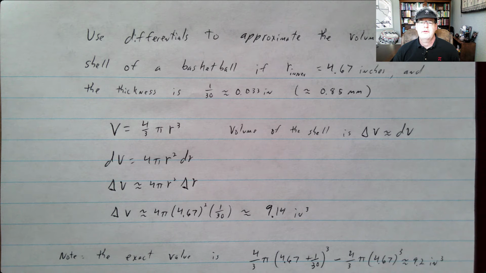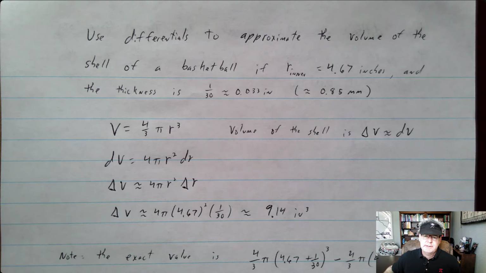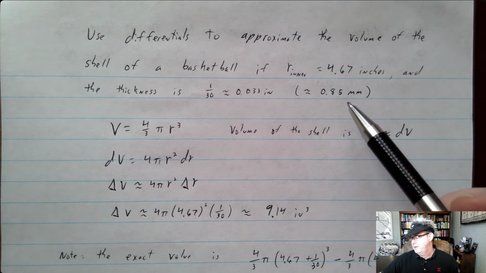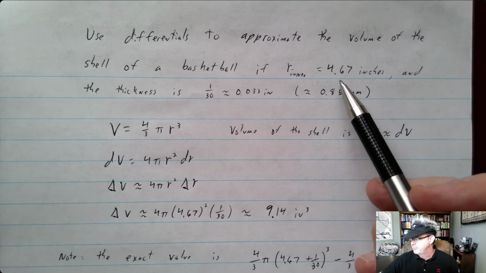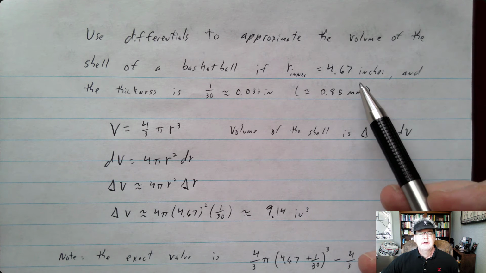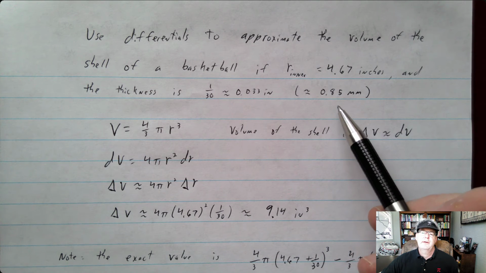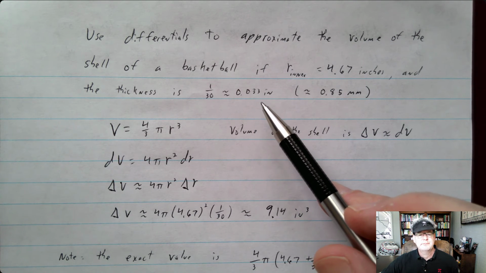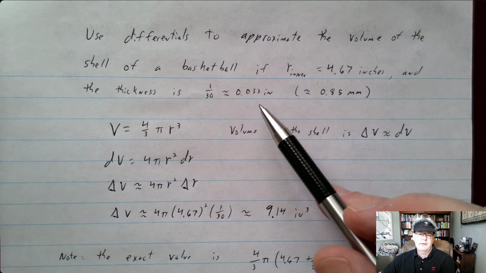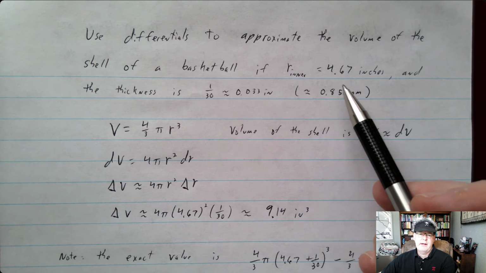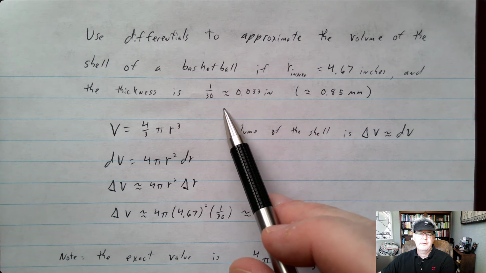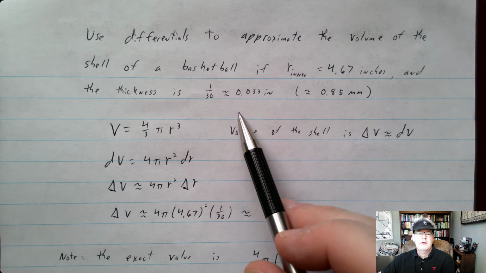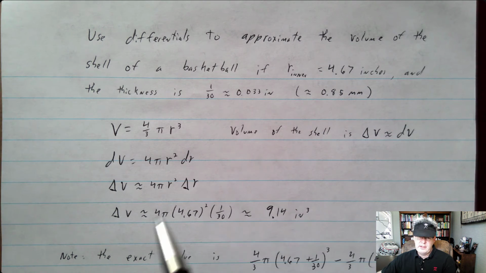Another use is to approximate the volume of a thin shell. So for example, a basketball, if the inner radius, it's usually about 4.7, but for some reason I made it 4.67. And the thickness, I looked up, is about 0.85 millimeters. So that would be about 1/30th of an inch. So let's say the inner radius is that amount. The thickness of the basketball is 1/30th of an inch. So what's the volume of the shell of the basketball?